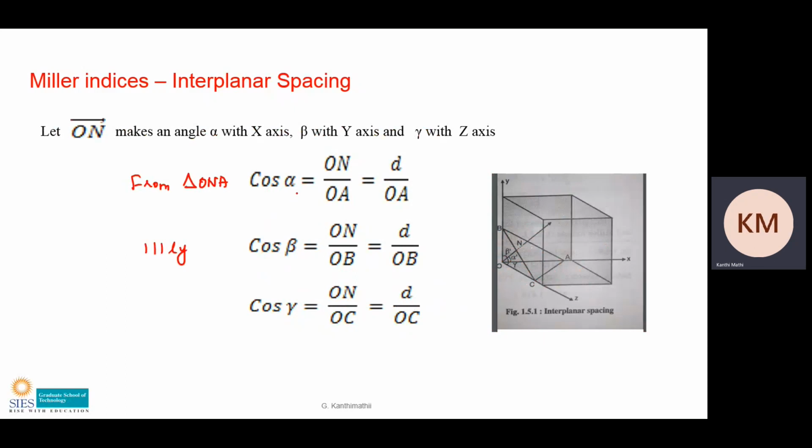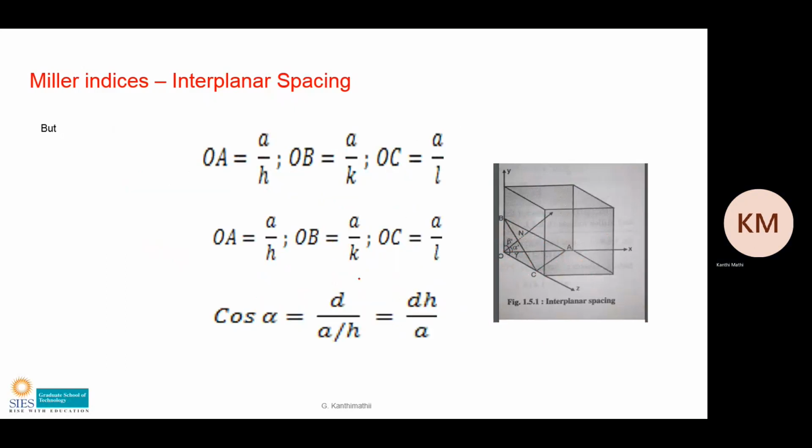So we found the values of cos alpha, cos beta, and cos gamma. They are nothing but D by OA, D by OB, and D by OC. From the simple trigonometry relation, we know that cos square alpha plus cos square beta plus cos square gamma is equal to 1. We are going to correlate that. So for that, first we need to find the values of OA, OB, and OC.